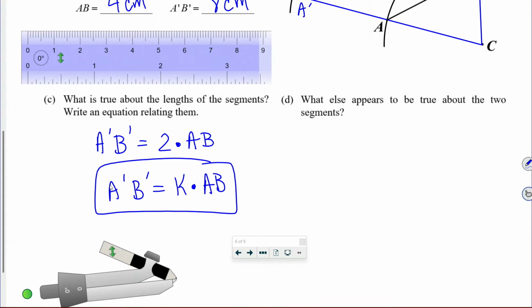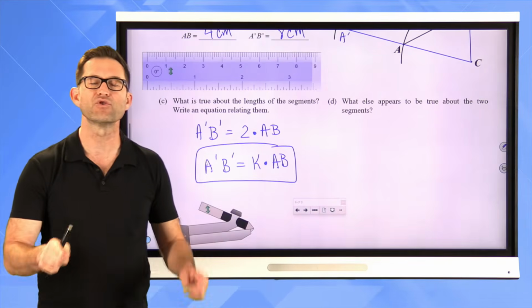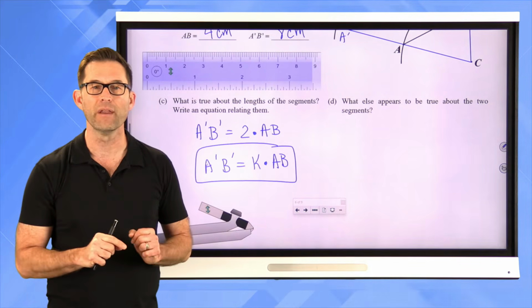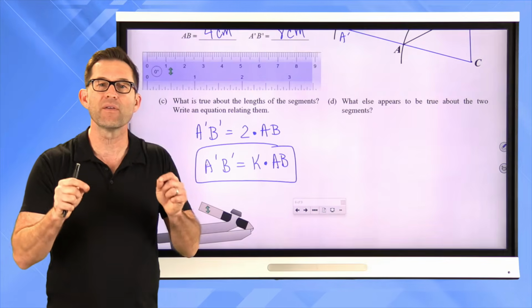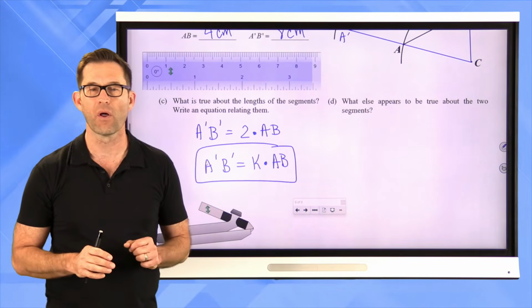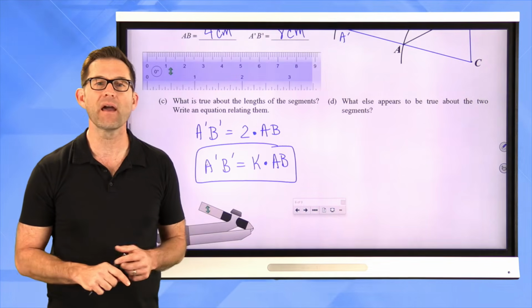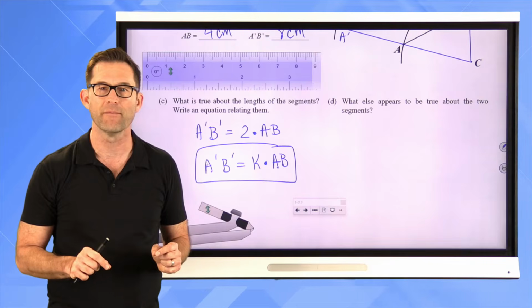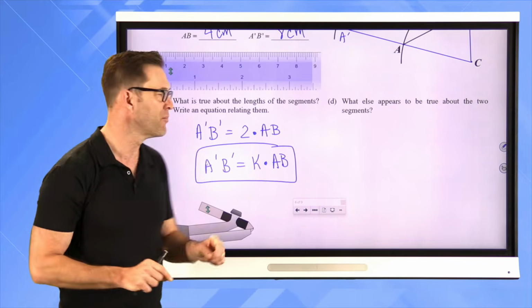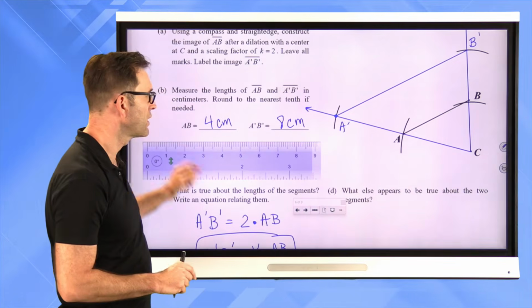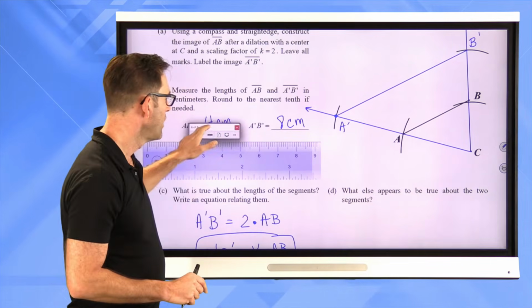So not only did each endpoint get twice as far from the center point as the pre-image point, but the actual length of the segment that connected the two also got twice as long. And that's not immediately obvious just because we've moved the two endpoints twice as far away. But there is one other important property, and I need to move that picture back into the frame so that we can really look at it.